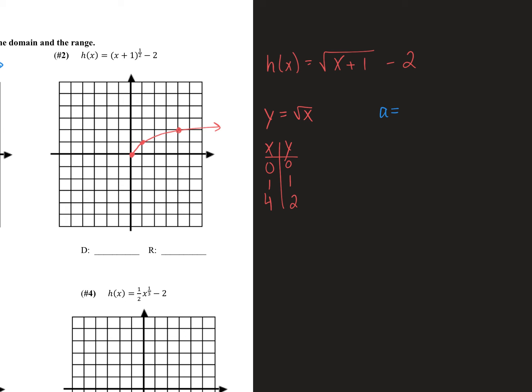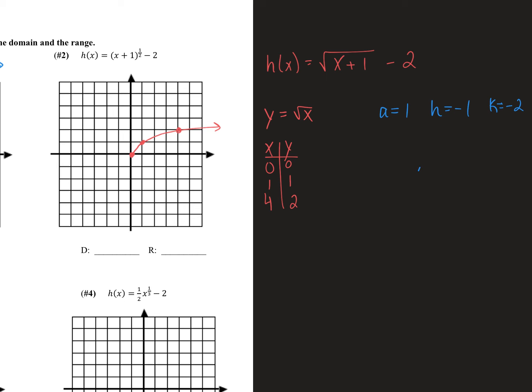Okay, we don't have a number written there, so that means A is 1. H is the number we're subtracting from x, so it's really the opposite of what we have under there. Since we have plus 1, our h is going to be negative 1, and then k is the number we're adding at the end there. Since it's negative 2, k equals negative 2.